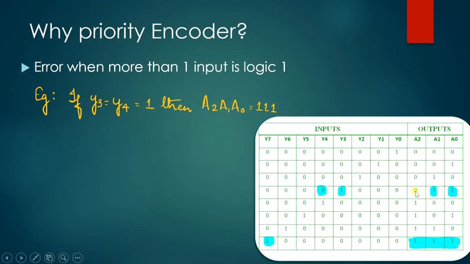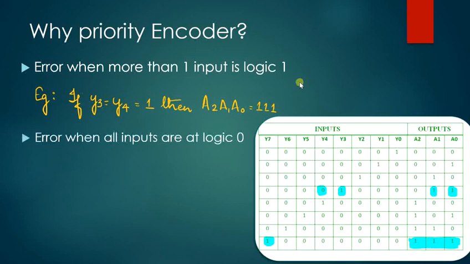Now when you obtain an output of 1, 1, 1 here, what happens is that you already have y7 equal to 1, and this y7 equal to 1 will give you an output 1, 1, 1, which will contradict with the output that you have in this particular case when y4 also becomes equal to 1. So there will be an error when more than one input is equal to logic 1. Now coming to the second error.